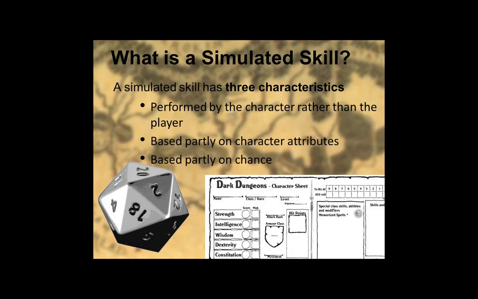And then the other two big important things for the simulated skill: one is based partly on character attributes, like the character sheet you see there in the bottom right. In this case, it would be the intelligence and wisdom stats that would be used to calculate the damage and effectiveness of the fireball. And then the other part of that is based on chance. Chance is the biggest thing that was taken from the strategy games.